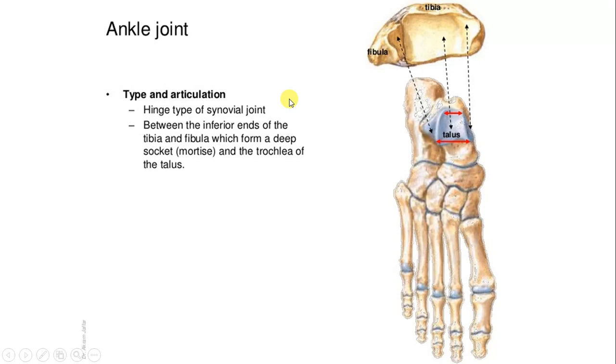So it means that in this joint only two movements occur, around a transverse axis: the backward moving of the foot and the plantar moving of the foot, that is dorsiflexion and plantar flexion. It has a deep socket made by the tibia and fibula, which forms a mortise, and the trochlea of the talus. These are making the joint. So this joint is a hinge type of synovial joint in which the socket, the mortise, is made by the tibia and fibula, and the trochlea of the talus.